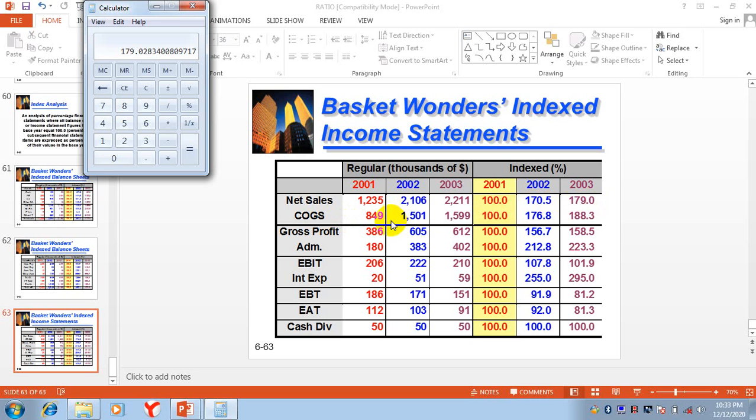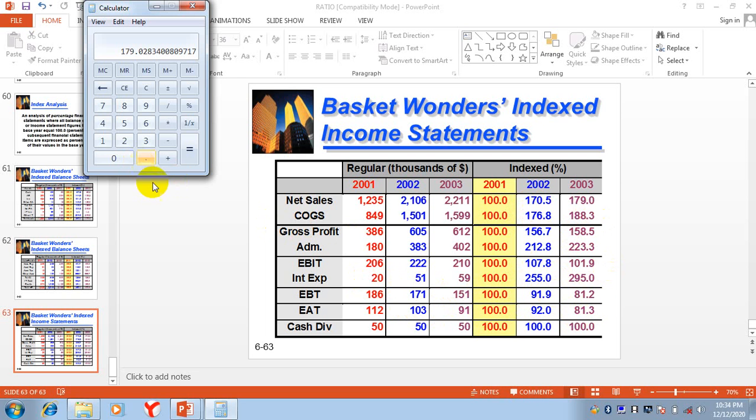Now come to cost of goods sold. So 1501 divided by 849 multiplied by 100. We got this. Then the next year 1599 divided by 849 multiplied by 100, so we got 188.3. So see, there is increase in cost of goods. So from 100 it goes to 176, it goes to 188.3. So similarly, the other data will be converted in the same way.